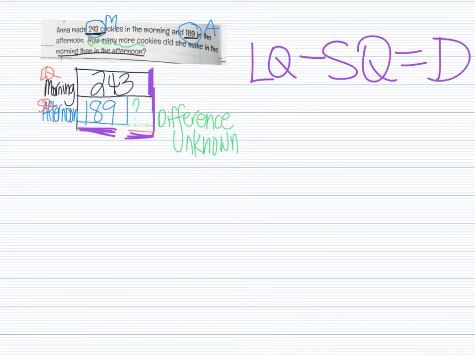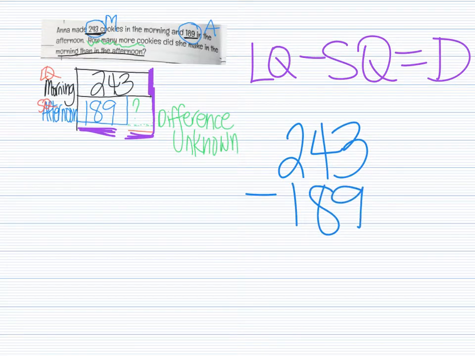So there's two ways that I can do this, but the quickest way, of course, would be to do my larger quantity minus my smaller quantity to equal the difference. Since I'm looking for my difference unknown, that is the best way to solve this problem. I'll take the larger minus the smaller for the difference. So let's do 243 minus the smaller quantity, which is 189.